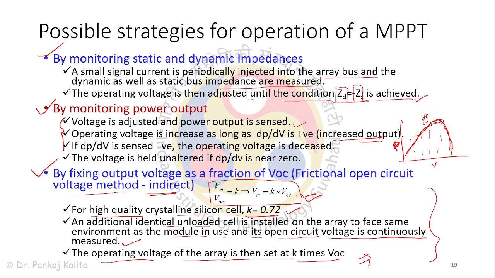So if the dP by dV value is in the negative region, the feedback mechanism will run such that it will increase in its value until the maximum power point is reached. Or if it is in the positive region, then the feedback mechanism will run such that dP by dV equals 0. At this point, the maximum power point is tracked.